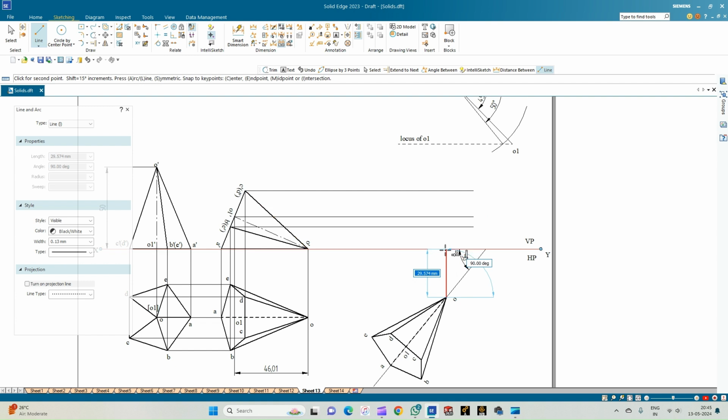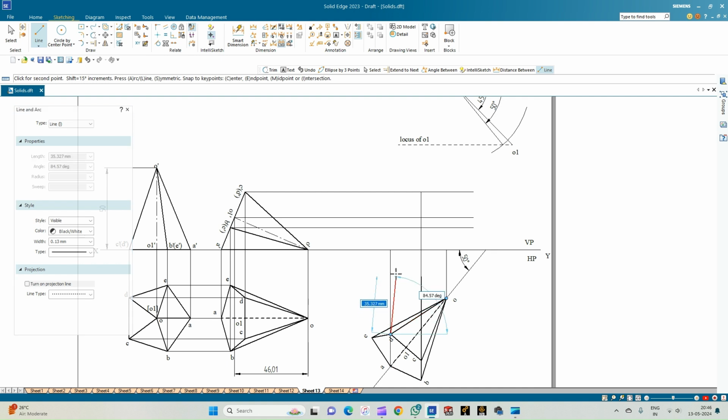So from O, the projection point will be on the XY line only. So from A, this is also there on the XY line. And then go for the next corner, that is B. So B is here. Next, we have got the corner C. So almost C and B will overlap, but C is here.